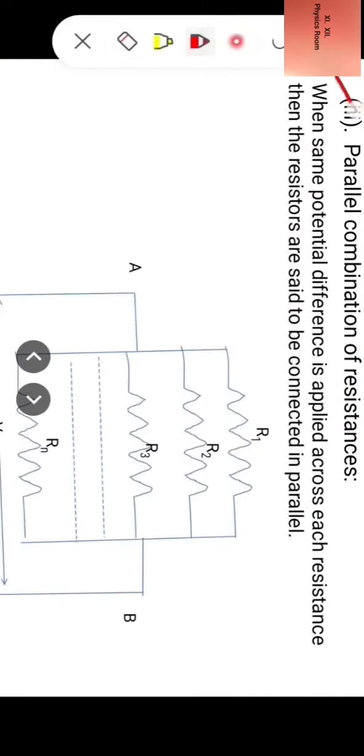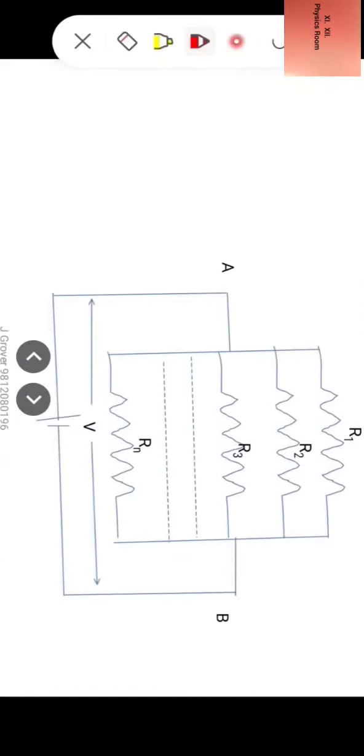Our third part of the topic is parallel combination of resistances. Now how resistances are connected in parallel, let us understand. When same potential difference is applied across each resistance, then the resistors are said to be connected in parallel. Now look at the diagram.